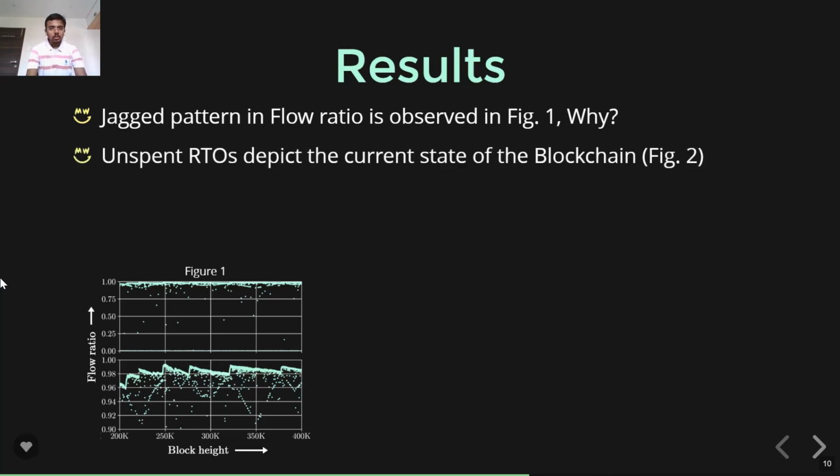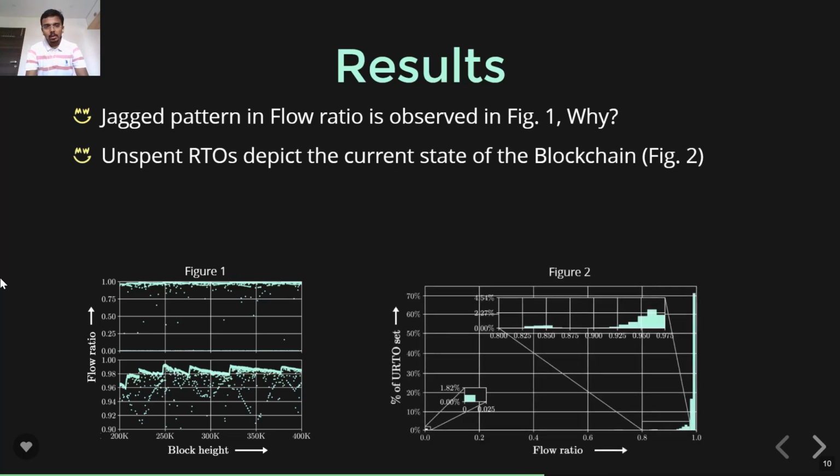Now, the unspent RTOs depict the current state of the blockchain, and therefore we analyze the flow ratio for all of the unspent RTOs. And again, here we see from this histogram that for most of the unspent RTOs, the flow ratio is very close to 1. Around 95% of the 110,000 URTOs we analyzed had a flow ratio greater than 0.9.